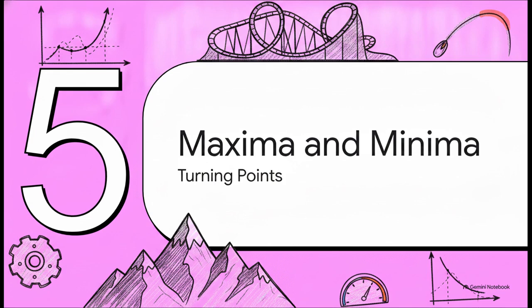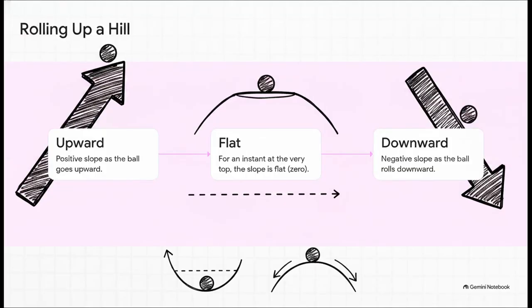Step 5. Finding maxima and minima, the turning points. Picture a ball rolling up a hill. At first, it has an upward positive slope. Eventually, it rolls down the other side with a negative slope. But at the very top, for just one fleeting microscopic instant, the slope is perfectly flat. That means the first derivative equals exactly 0, creating a maximum point. And the exact same logic applies to finding a minimum in a valley, just in reverse.